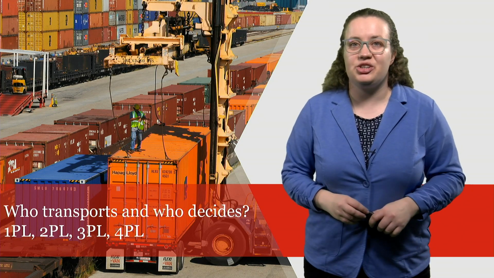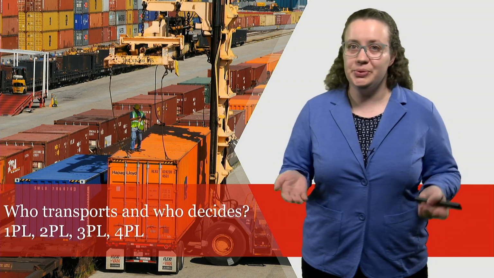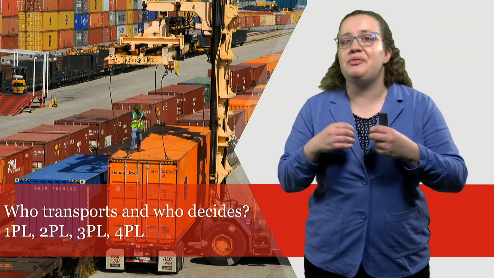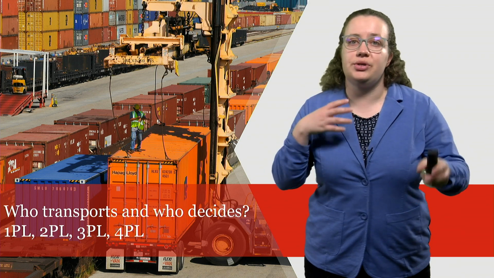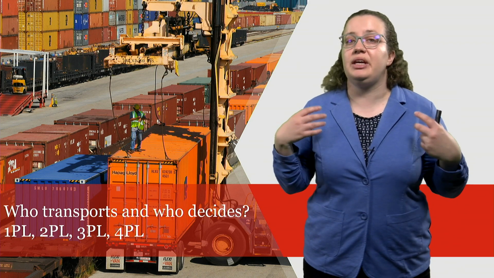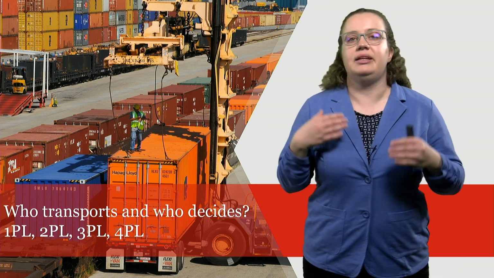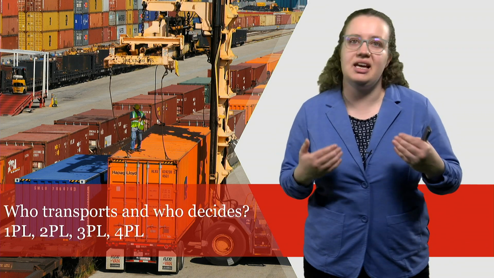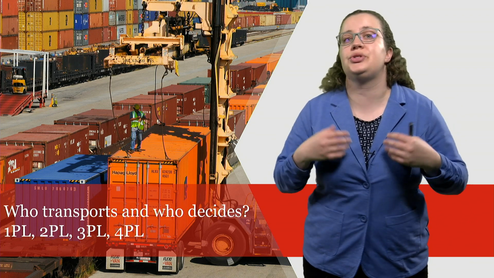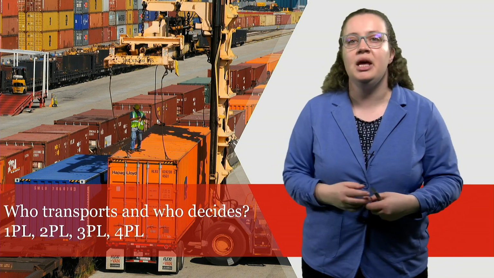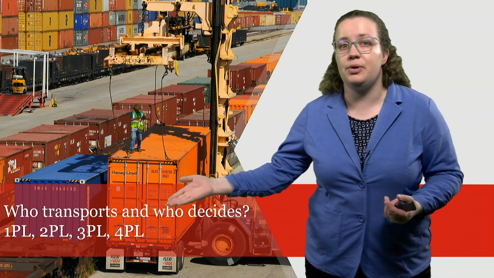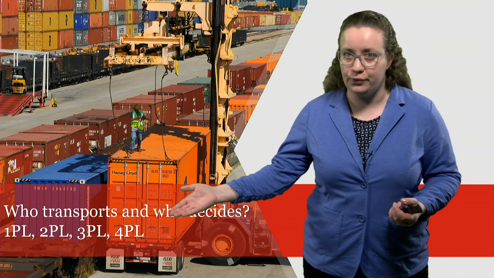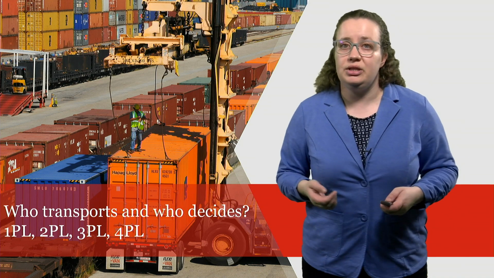Welcome to this web lecture on who transports and who decides. If we have a transport chain, we can of course use different transport modes and we can outsource in between. And then we have different concepts that tell us how much is being outsourced, on what time horizon, etc. These concepts we refer to as 1PL, 2PL, 3PL, and 4PL. So let's look into an example.